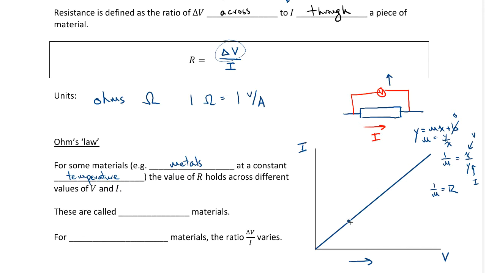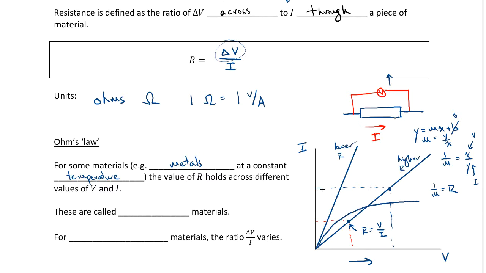To find the resistance at any point, we would just take the x value of that point and divide it by the y value. And that's going to be the same everywhere because the slope of the line is constant. If I want to find it over here, I do the same thing. Now, here's an example with lower resistance. This has lower resistance, and this has higher resistance.